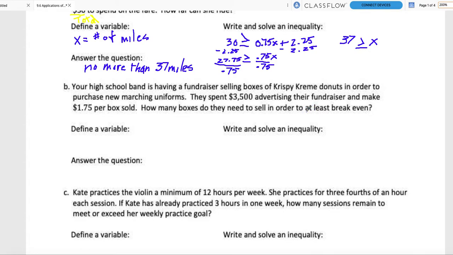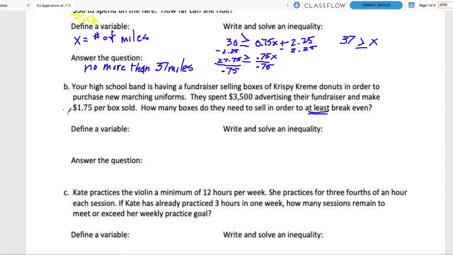Okay, at least has got to be my inequality. What does break even mean? I spent $3,500. That's already out of pocket. So I can't even make a profit for my fundraiser until I make this $3,500 back. That's what the break even is.